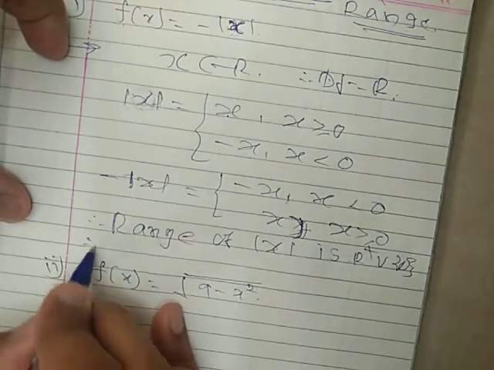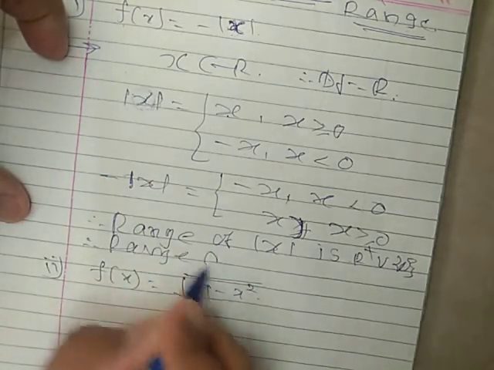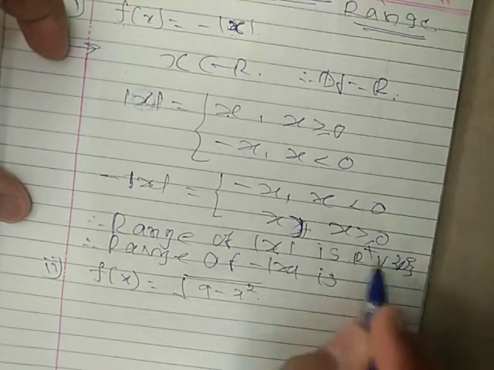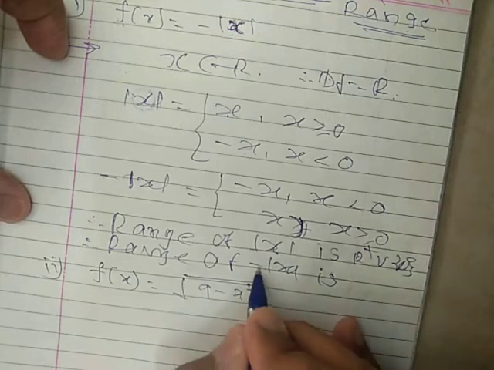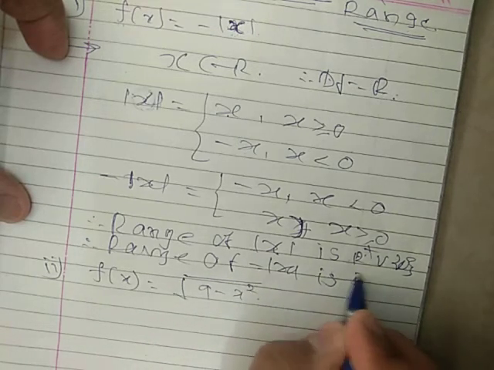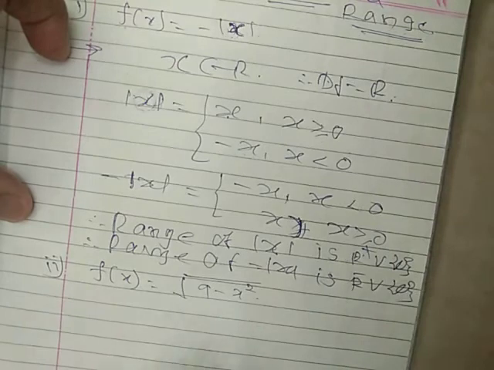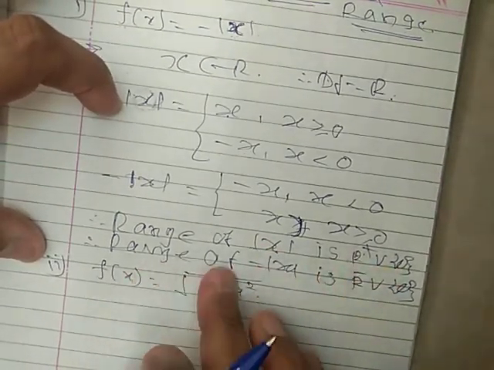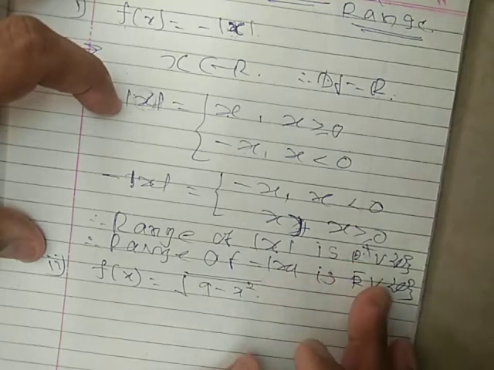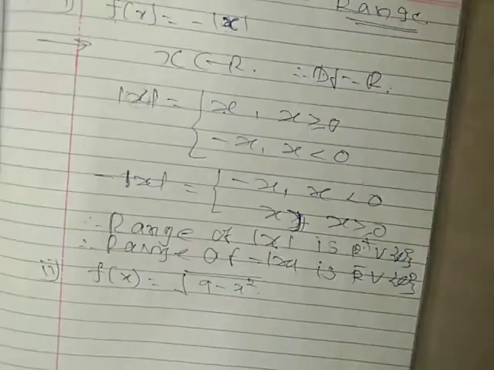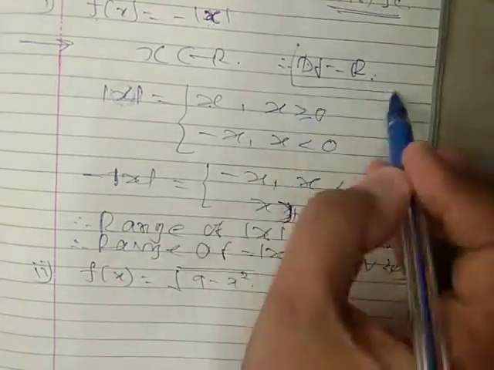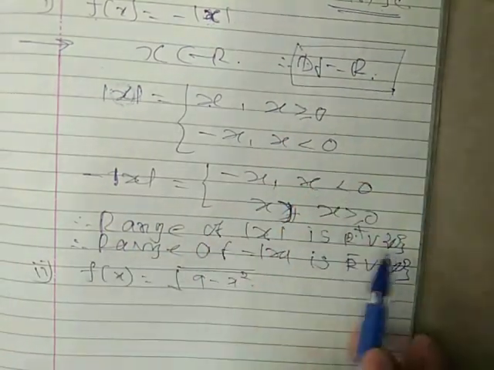Then the range of minus mod x is R plus union 0, converted with the minus into R minus union 0. Therefore the range of mod x is equal to R plus union 0, and the range of minus mod x is equal to R minus union 0. Be careful. That's why the domain of the function is R, and the range of the function is this.